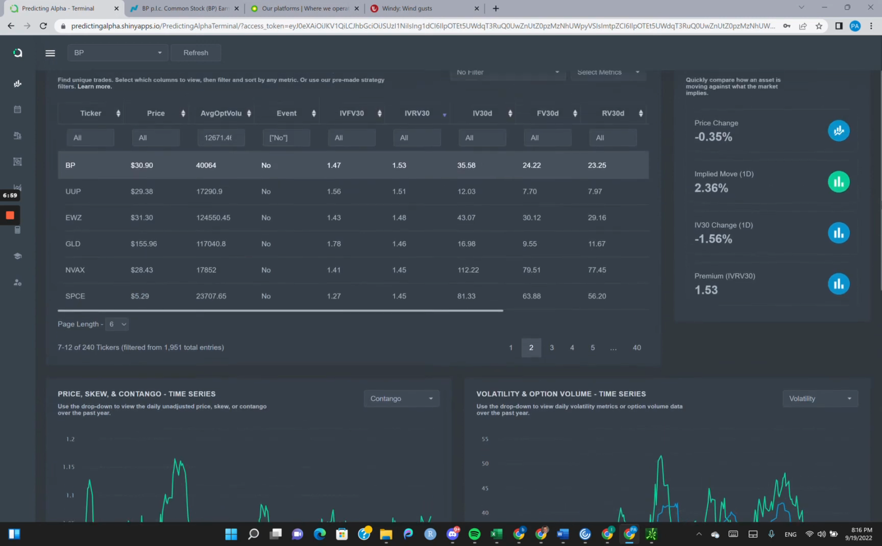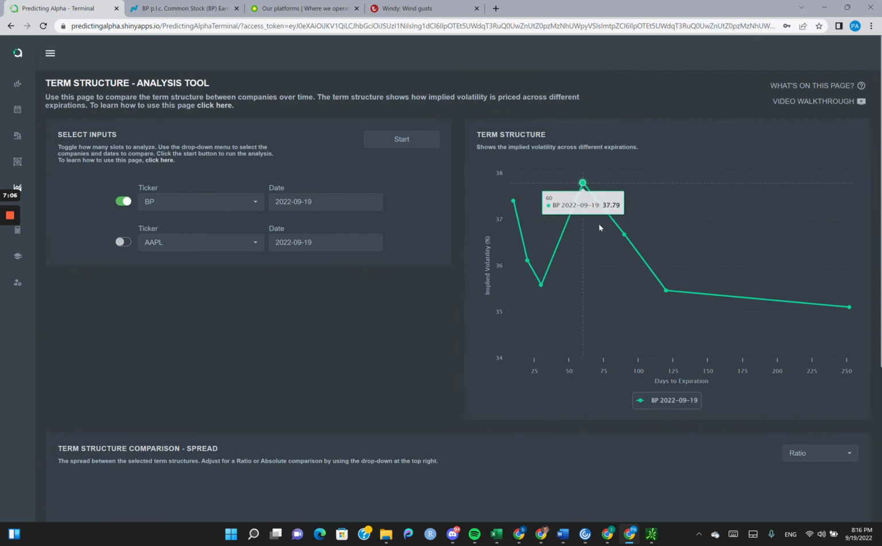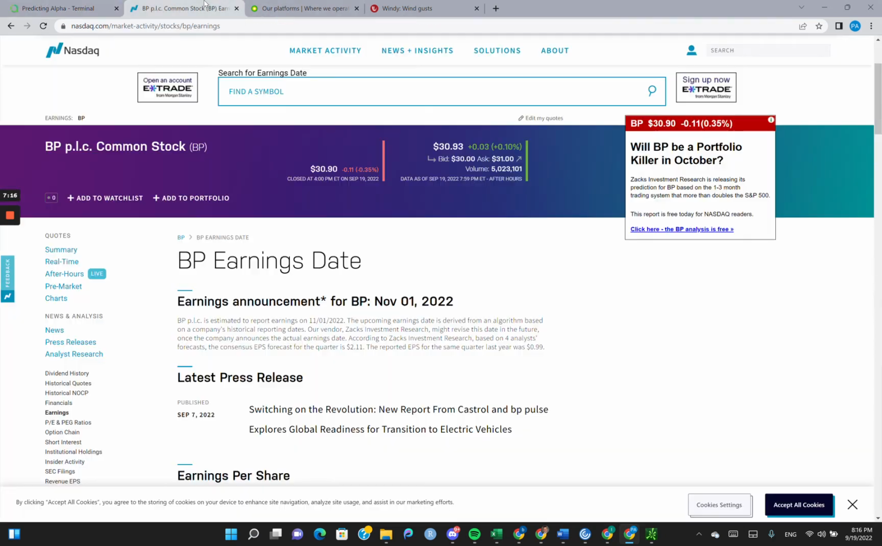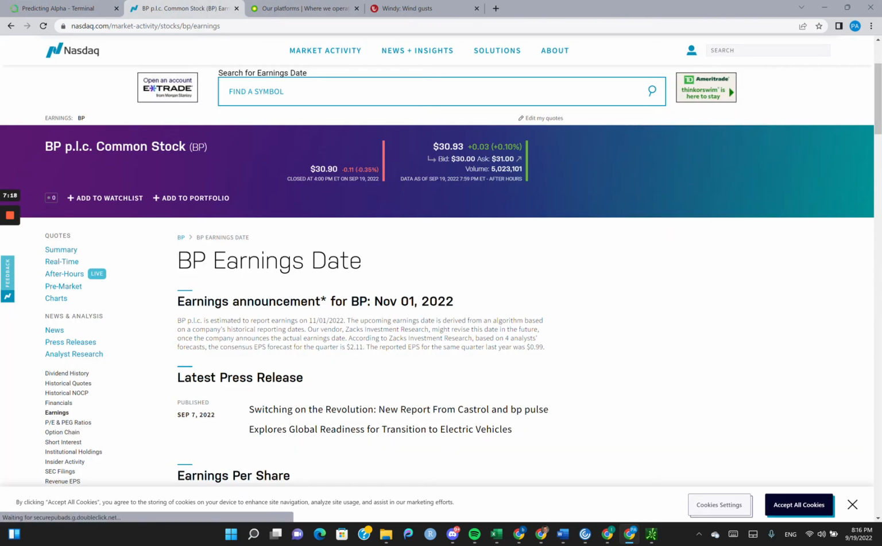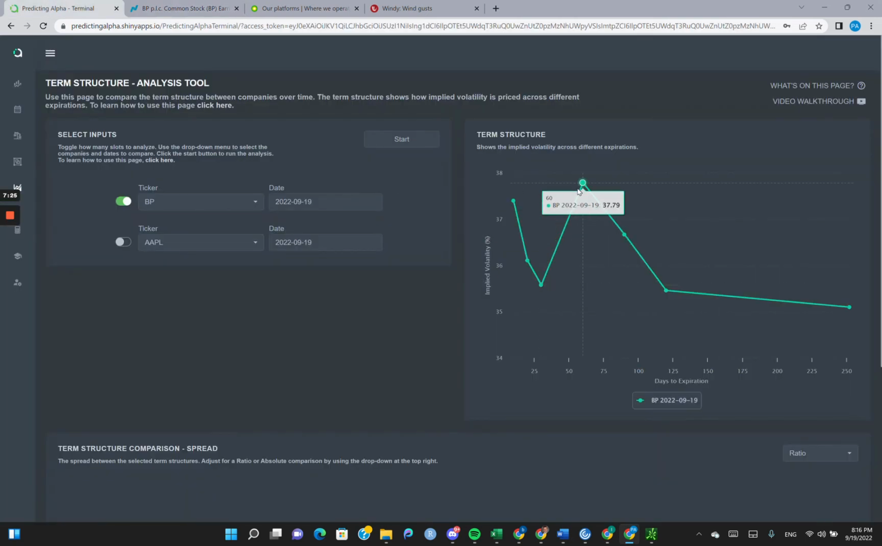A couple other things. Number one, if you go on the term structure, and this is just covering the bases, we can see that we're going to see this hump in the term structure, right? And the reason that I think we're seeing this hump is that this is around 60 days out. And if we just go over here, what we can see is that BP is expected to release their earnings on November 1st of 2022, which would coincide with this 60 DT.